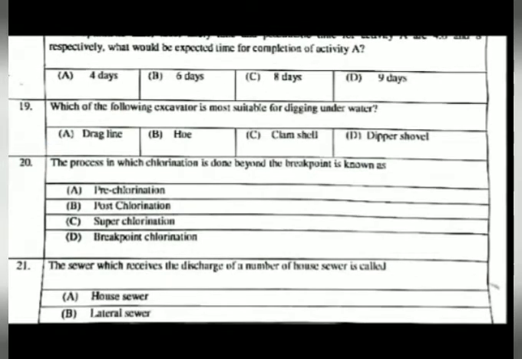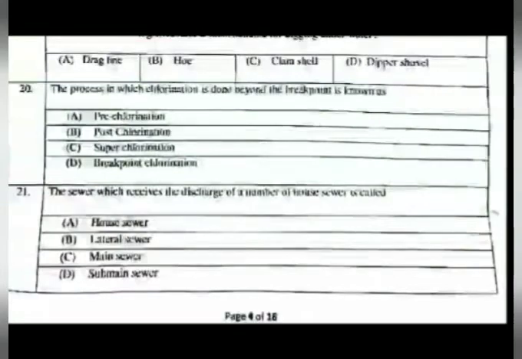Next question is, the process in which chlorination is done beyond the breakpoint is known as, option C, superchlorination. The sewer which receives the discharge of a number of house sewers is called, option B, lateral sewer. Which one of the following criteria is met in gap graded soil? And the right answer for this question is option A, there is representation of coarser and fine particles wherein intermediate particles are missing.